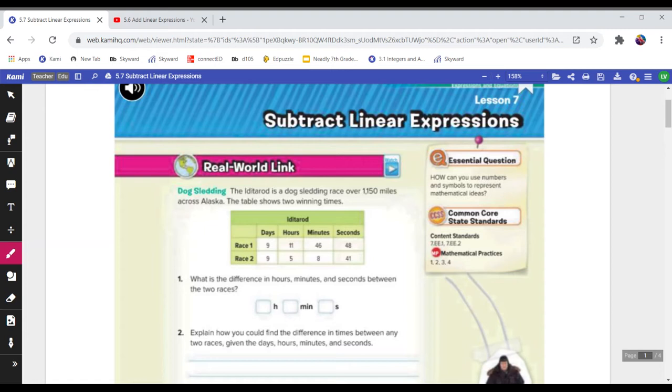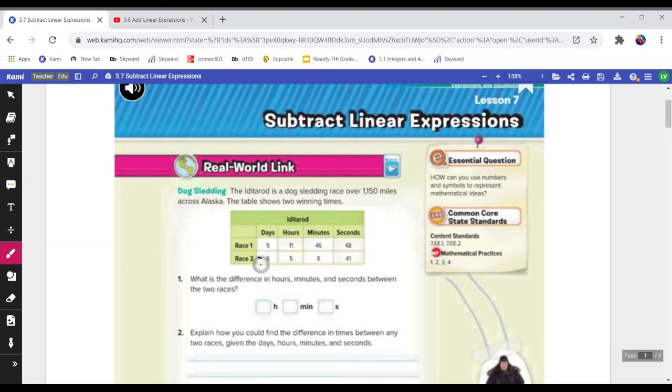So there's race number one that took 9 days, 11 hours, 46 minutes, and 48 seconds. Race number two was 9 days, 5 hours, 8 minutes, and 41 seconds. What is the difference in hours, minutes, and seconds between the two races?